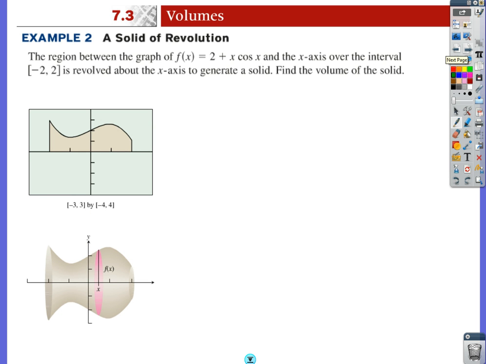This first one says I want a region of this graph. It is f(x) = 2 + x cos x, and the x-axis, over the interval -2 to 2. And it is going to be revolved around the x-axis.